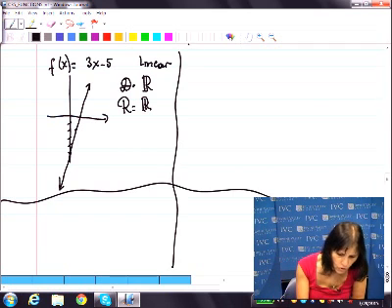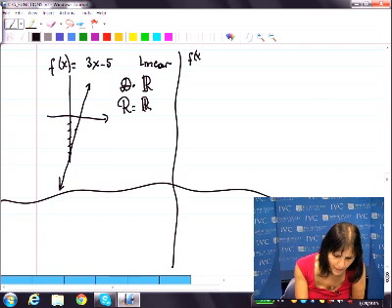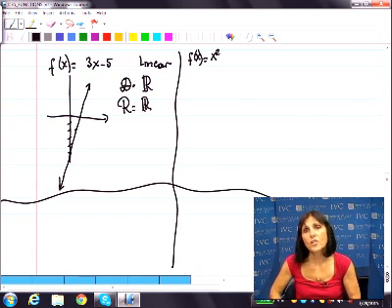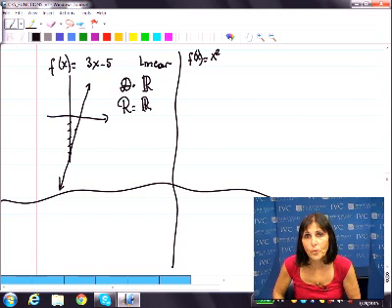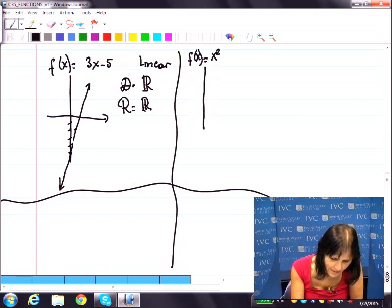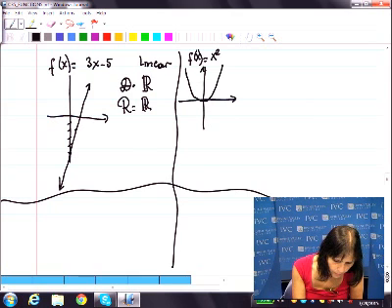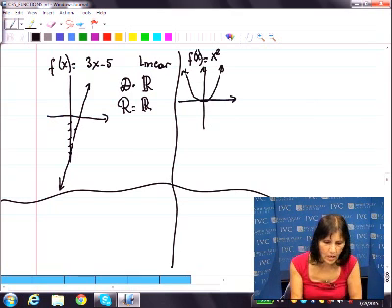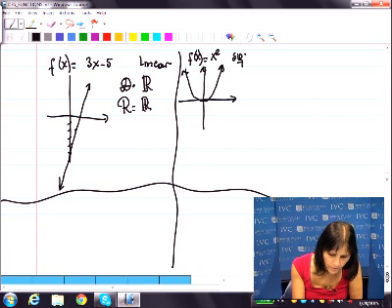Okay, how about a square function? Here's your basic square function, x squared. What is its picture? Just memorize that. It's a parabola. Your basic parabola. Here we go. Put arrows on both sides. A square function.